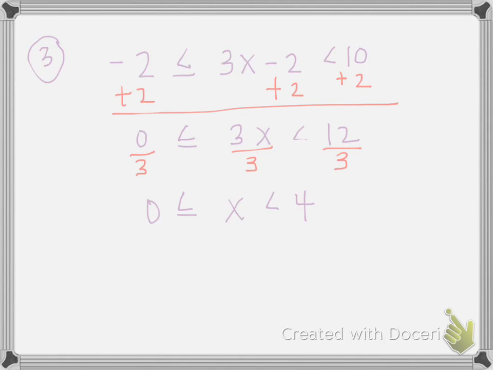Okay, there we go. Alright, so that means that x is going to lie between 0 and 4. Closed circle at 0, open circle at 4, and it's going to be everything in between there. So that means we're going to have the interval between 0 and 4.